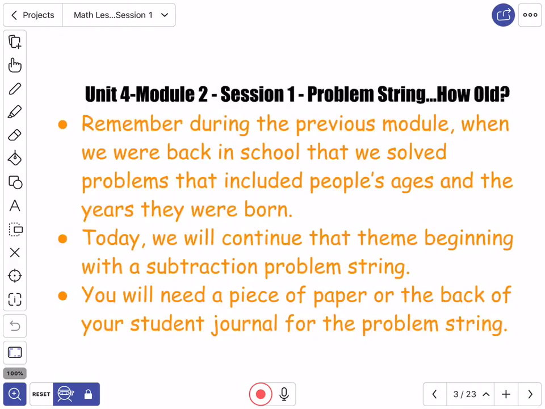You're going to need a piece of paper or the back of your student journal for the problem string. I'm going to give you a little bit of time to get yourself ready, and we'll start in just a moment. All right. So go ahead and get yourself some paper. Okay. I'm going to go ahead and get started here on the next slide.